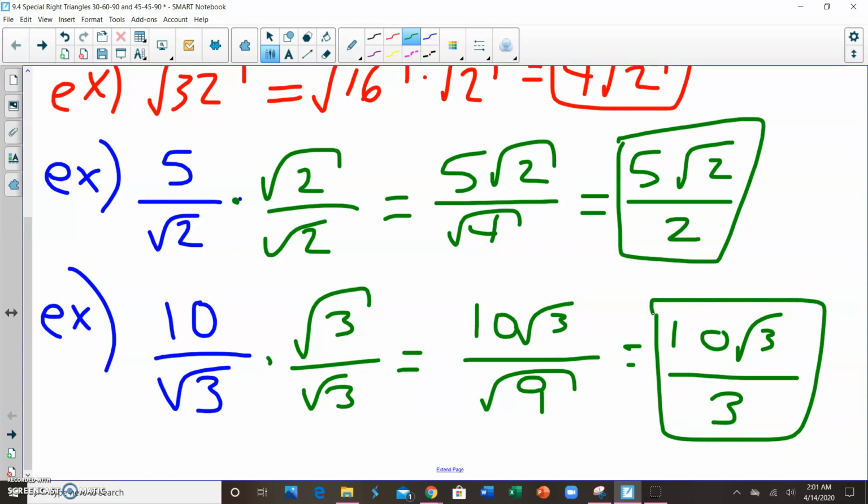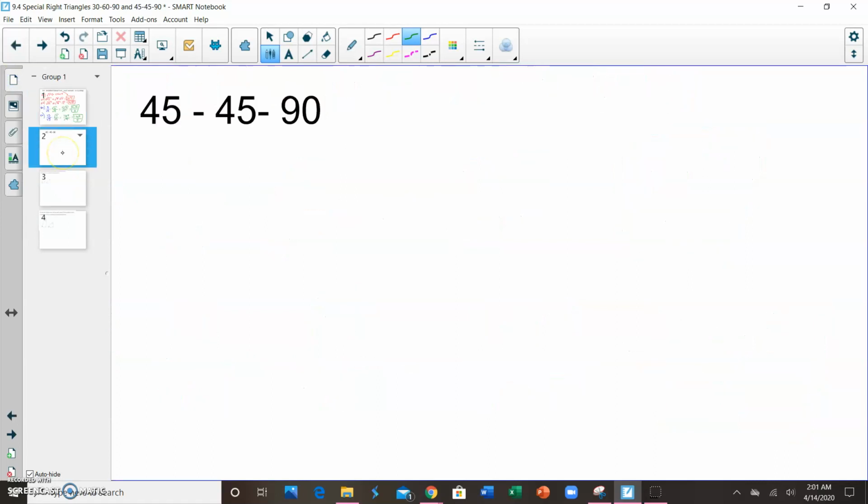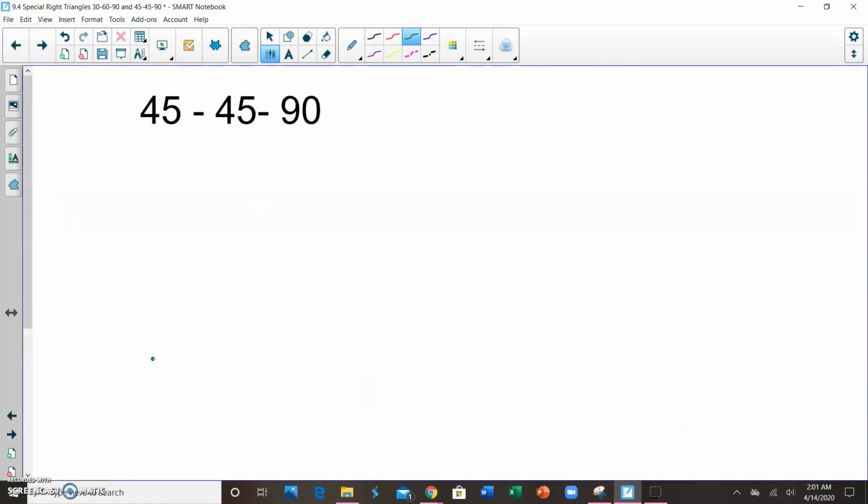All right. Okay, next. Back to the 45, 45, 90 triangles. When you have a 45, 45, 90 triangle, we talked about this, you only need one side of a 45, 45, 90 because two of the sides are the same. So if you know what this side is, let's say this side is 3, then you know that this side is 3. So then how do you find the third side?